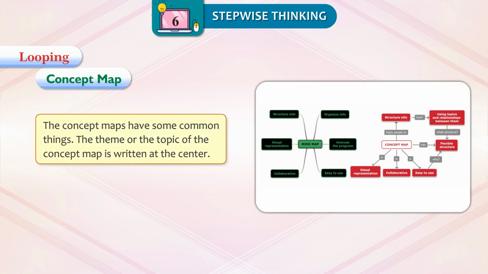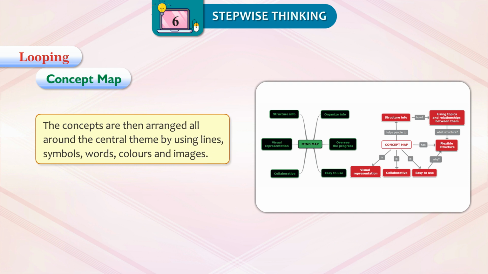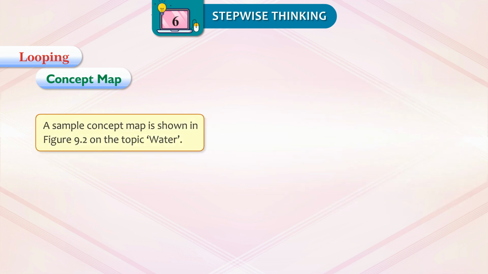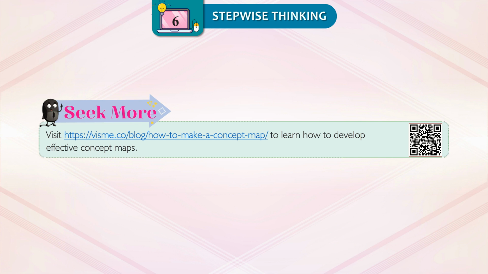The concept maps have some common things. The theme or the topic of the concept map is written at the center. The concepts are then arranged all around the central theme by using lines, symbols, words, colors, and images. A sample concept map is shown in figure 9.2 on the topic water. Seek more. Visit to learn how to develop effective concept maps.